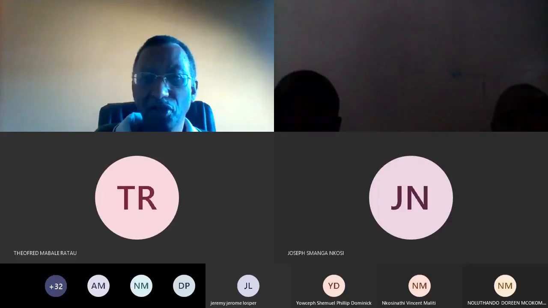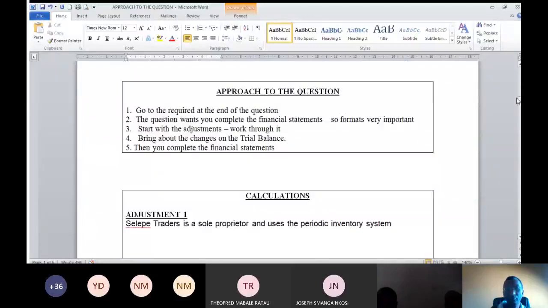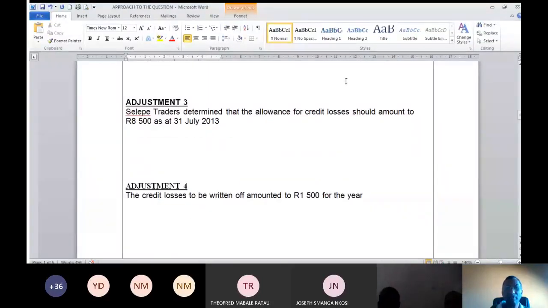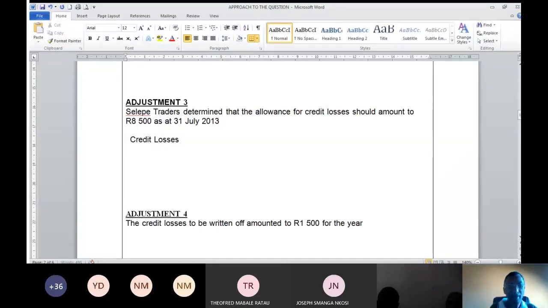Okay, guys, I am on to my third adjustment now. Adjustment number 3. Felipe traders determined that the allowance for credit losses should amount to 8,500 Rand. Now, whenever you work with allowance for credit losses, the two accounts involved are credit losses, which is one account, and the other account is your allowance for credit losses.